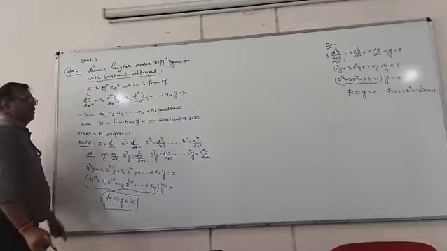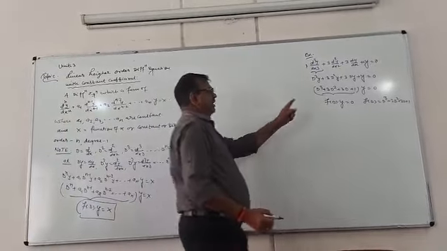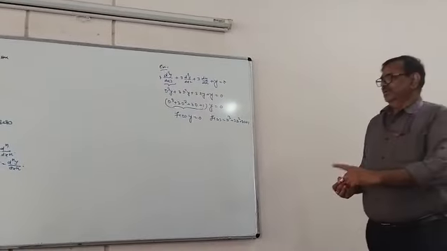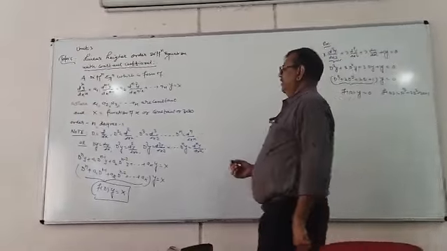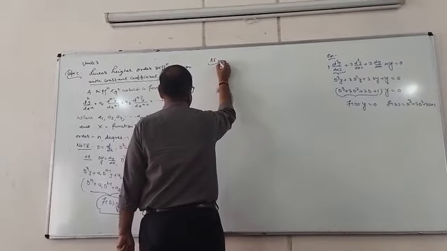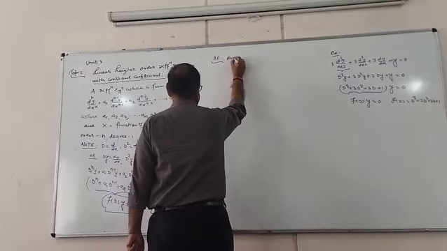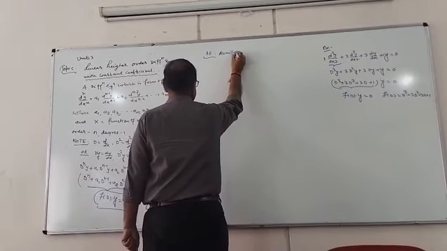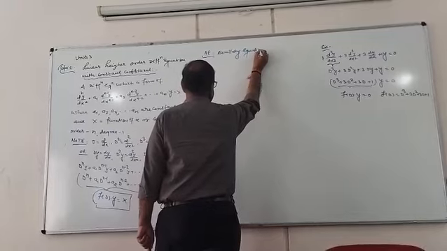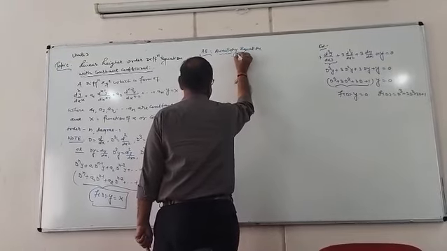So first, any equation we convert in capital D. Second step, then find the auxiliary equation, AE. Auxiliary equation, short form AE. Always we can write this only as AE.